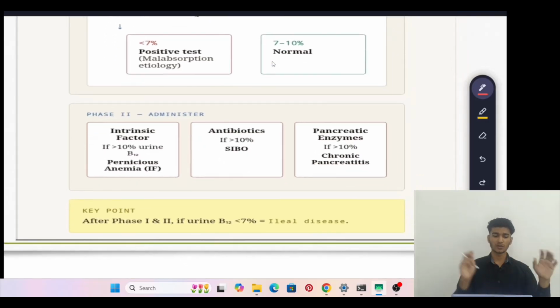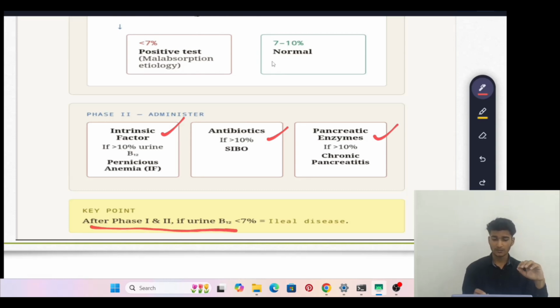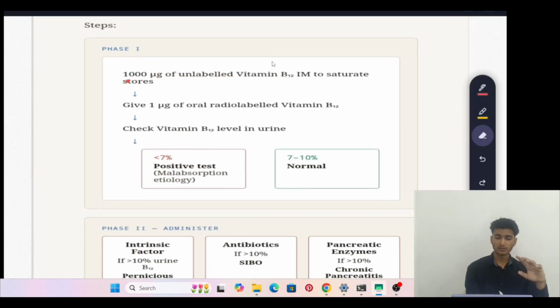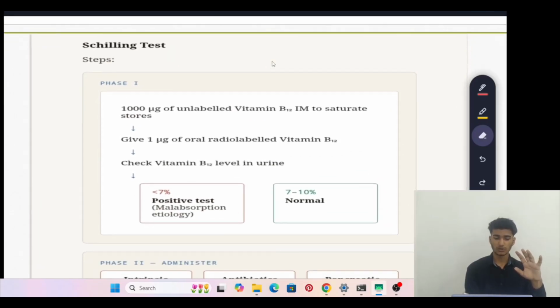There are four reasons why vitamin B12 is not getting absorbed. I will tell you: intrinsic factor, antibiotics, pancreatic enzymes, and if all these tests come out normal, you will say that the person is suffering from celiac disease. So these are the only four reasons for B12 malabsorption, and the Schilling's test is positive or negative.